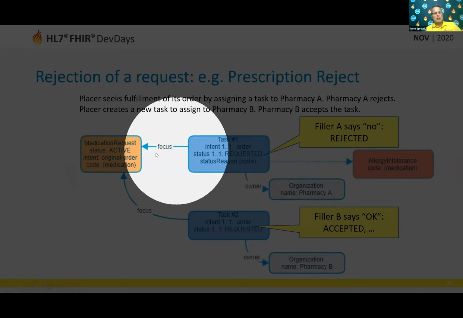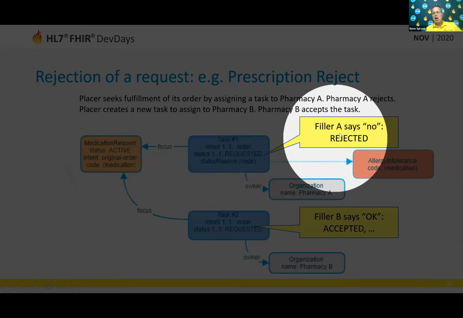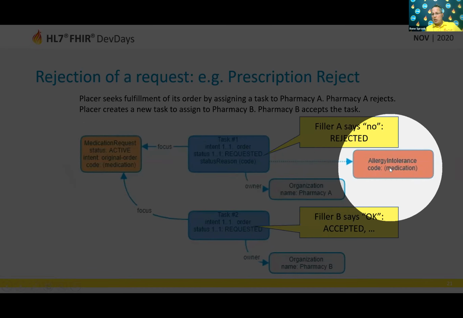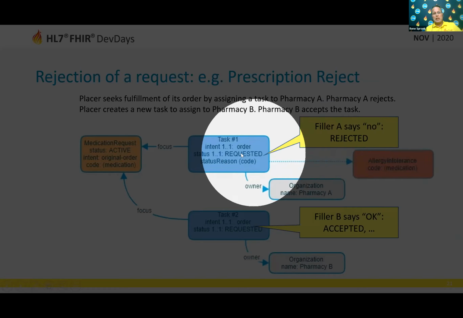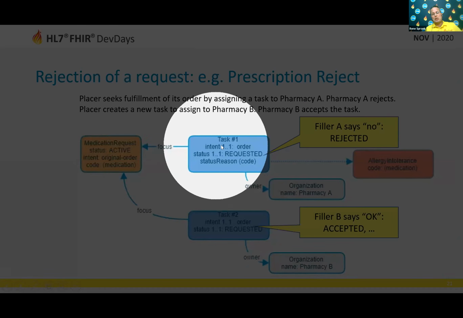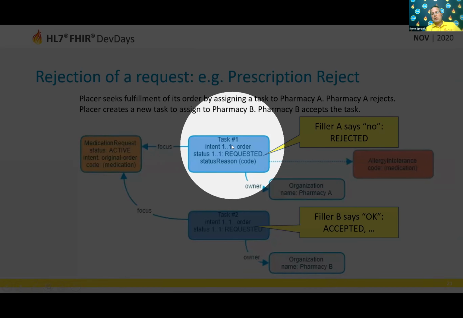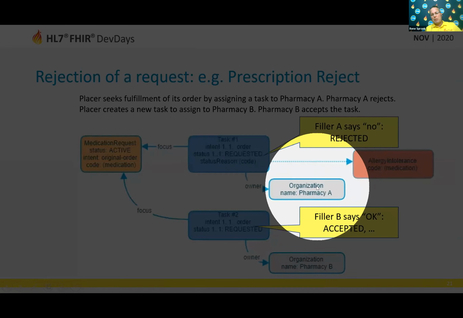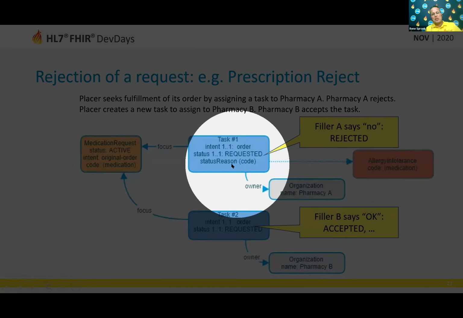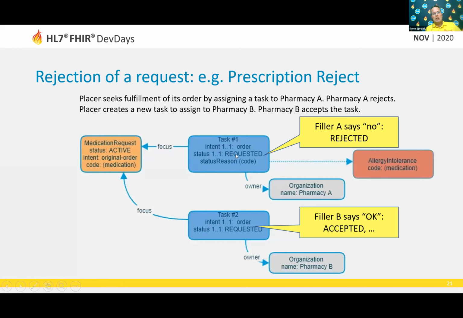And pharmacy A looks at this prescription and goes like, nah, computer says no, because you may not have the medication, or you may know of an allergy intolerance that basically prohibits you or disallows you from actually providing that requested medication to the patient. So basically what the filler then does, what this pharmacy A organization does, now I don't want to do it, they basically change the status here to rejected.